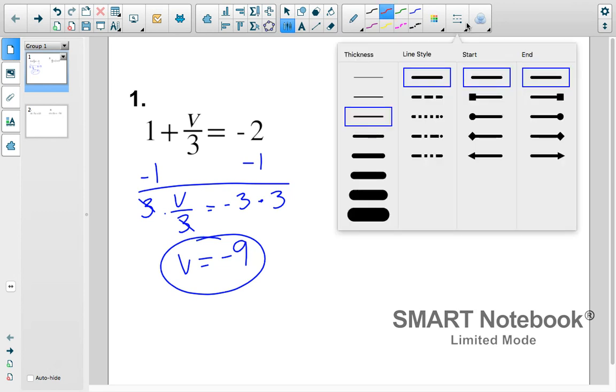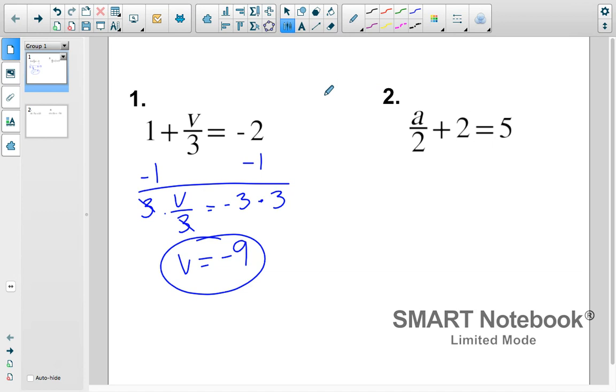Same type of deal here. I want to focus on getting this fraction by itself, which means I have to deal with this positive 2 first. In order to deal with it, I got to do the opposite of what I see. I see a positive 2, so the opposite of positive 2 is negative 2. So I'm subtracting 2, minus 2 on both sides. Whenever you do that, these 2's are gone. So we're left with a divided by 2 equals, now do 5 minus 2. Hopefully that's pretty easy. We got 3.